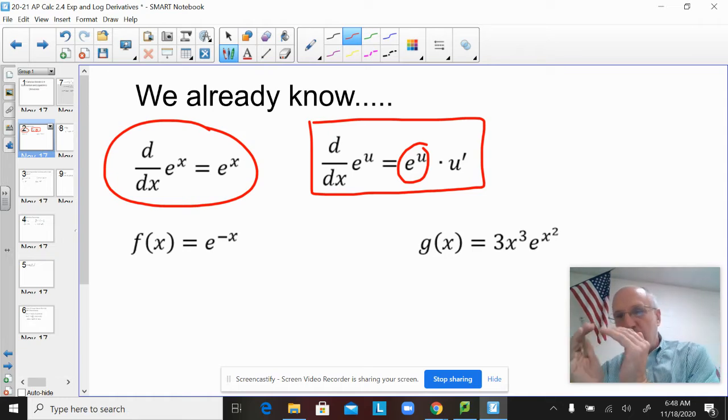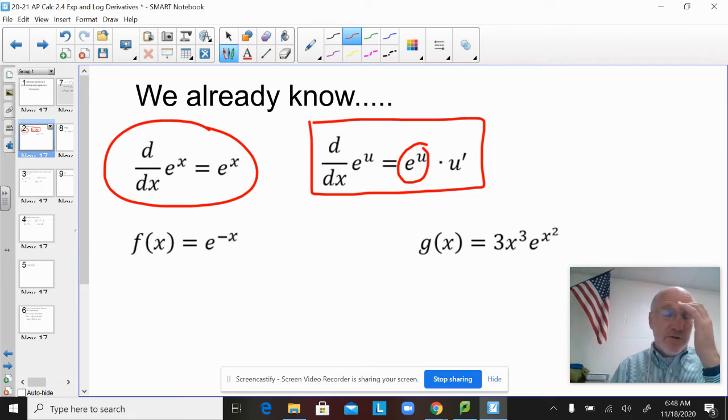So really the inside function here is the exponent. The outside function is e to the something. So the derivative of e to the something is e to the something. But then the chain rule says times the derivative of the inside, which here is the exponent, which here is u prime. So the derivative of e to the u is e to the u times u prime. So here's just two quick examples.